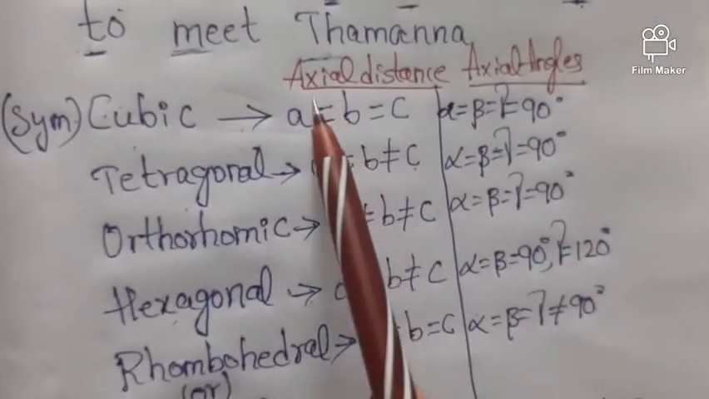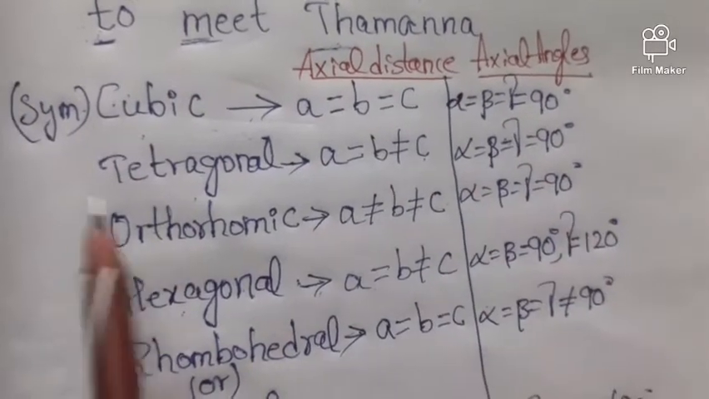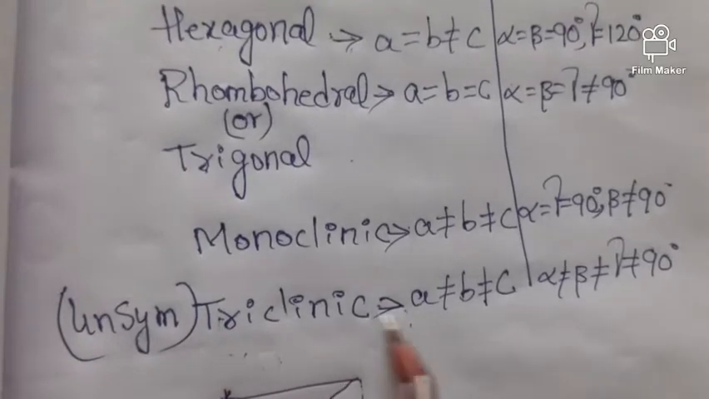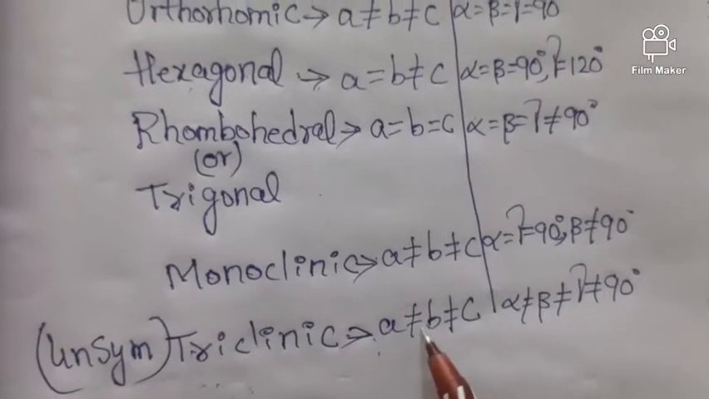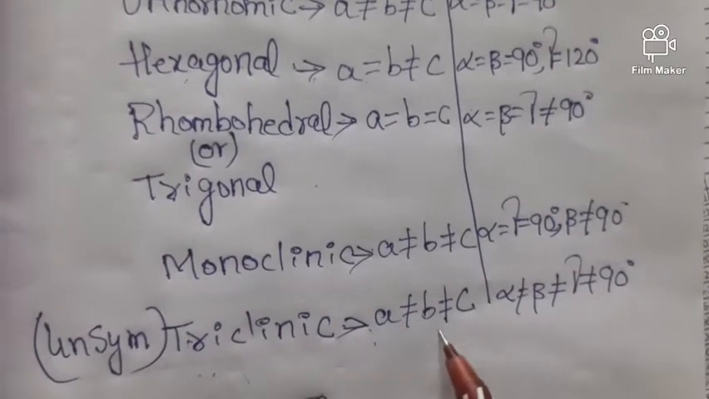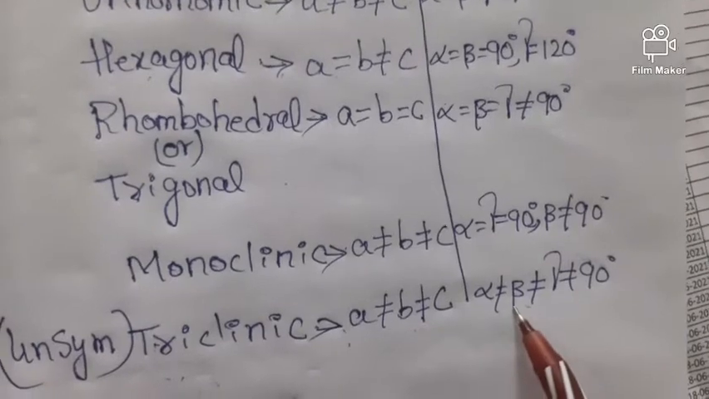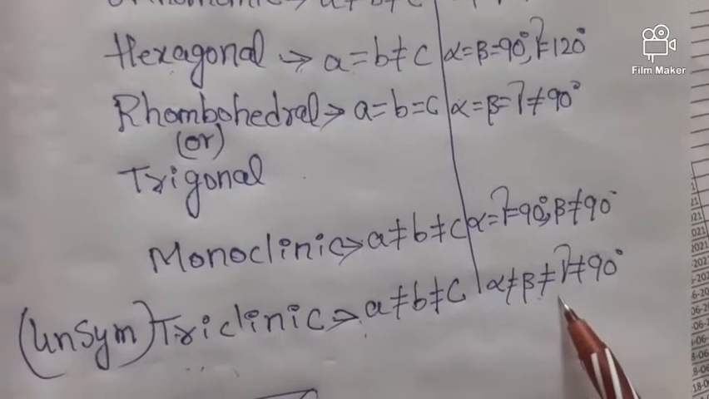That means all the axial distances and all the axial angles are equal. So the cubic is symmetrical. And if it comes to triclinic, this is unsymmetrical. That means A is not equal to B, which is not equal to C. Similarly the axial angles also: alpha is not equal to beta, which is not equal to gamma, and which is not equal to 90.